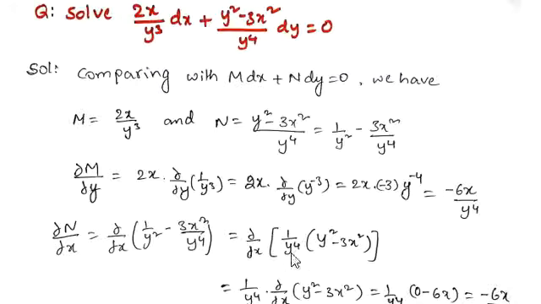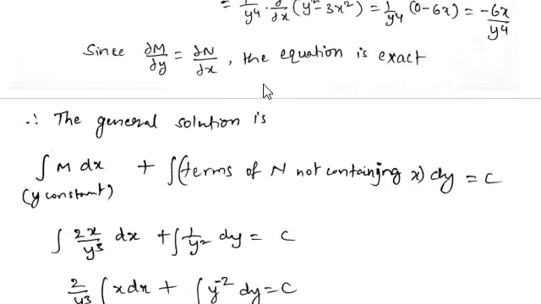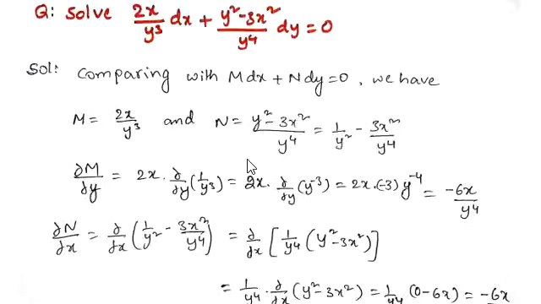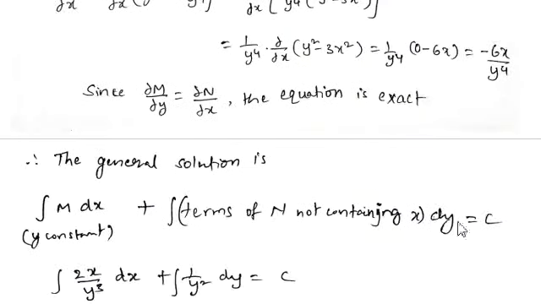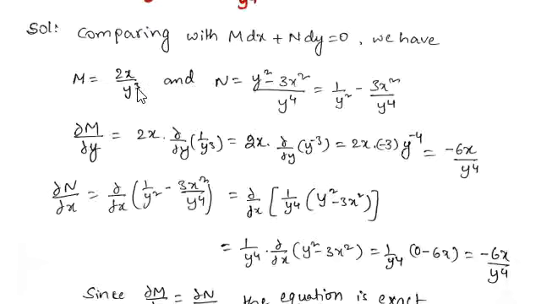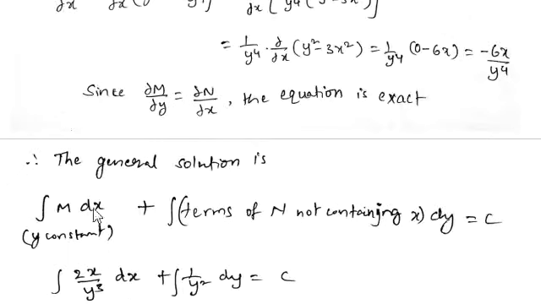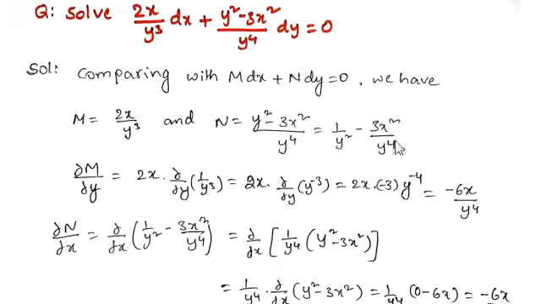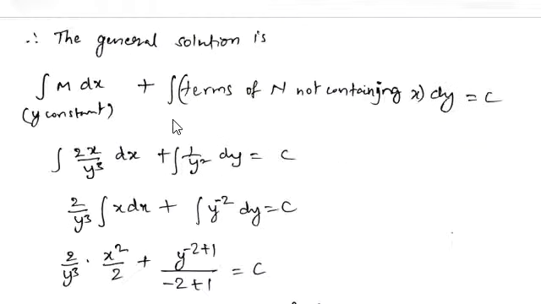So you can say that the given equation is an exact differential equation, for which the general solution is the integral of M dx treating y as constant, plus the integral of terms of N not containing x dy, equals c. Integration of M means 2x/y^3 dx, plus integration of terms of N not containing x, which is only the first term, 1/y^2. So we write the integral of 1/y^2 dy equals c, and here we treat y as constant for the first term.